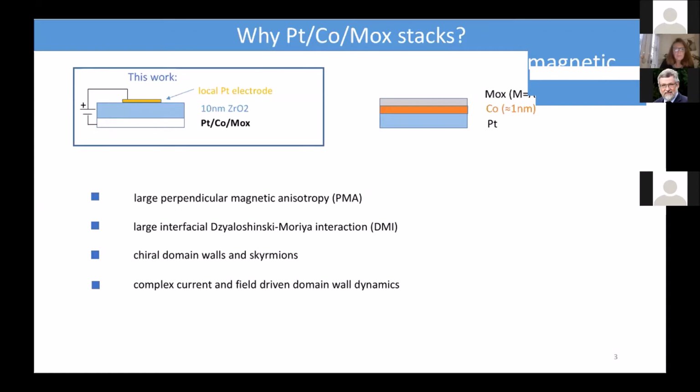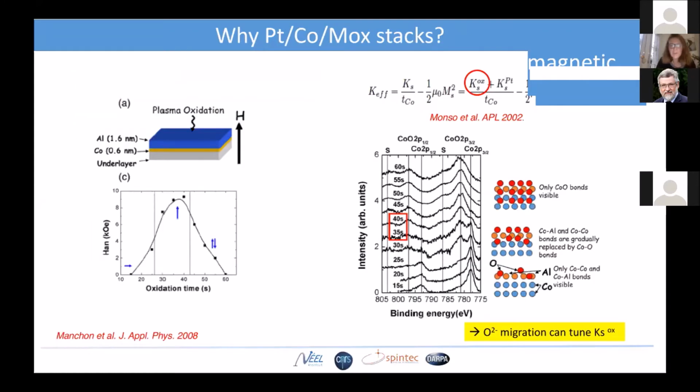In order to explain how ionic migration can help tune the magnetic anisotropy, I wanted to show you what we know about magnetic anisotropy in these tri-layer systems. This was actually work pioneered by the Spindel group about 20 years ago. What we know is that the strongest source of magnetic anisotropy is situated at the platinum cobalt interface, due of course to spin orbit effects.